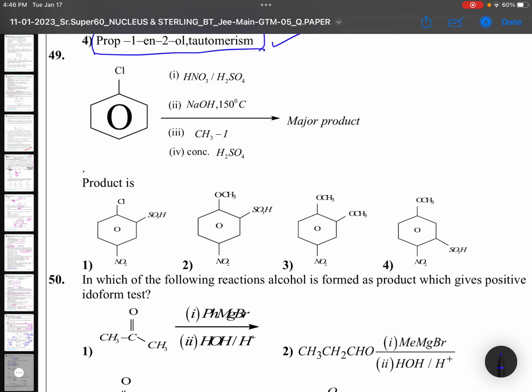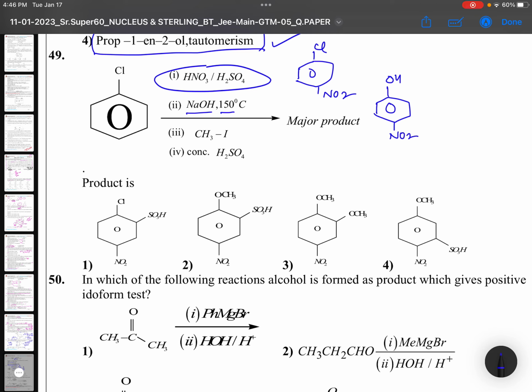Here chlorine, HNO3, H2SO4. So first comes chlorine, ortho-para, NO2. NaOH, 150 degrees Celsius. So this will become OH. Actually, we need 300 degrees Celsius, but because of the NO2 group, it becomes a little easy. Then NaOH is there, so it will become ONa also, O minus Na plus with NO2 group here. Then CH3I. So this is Williamson synthesis, which means this will become OCH3.